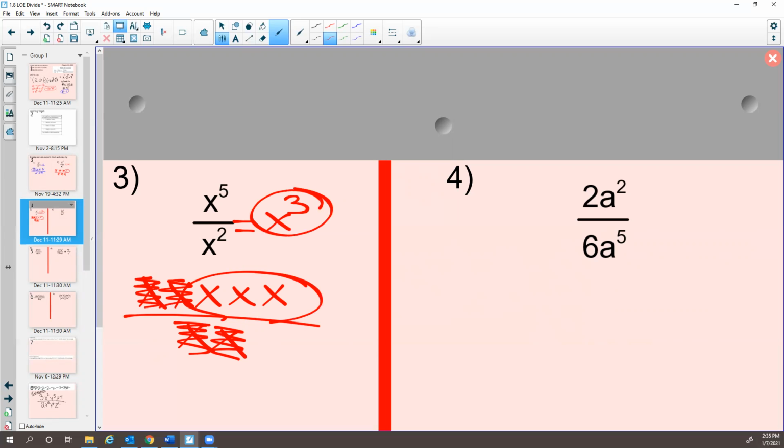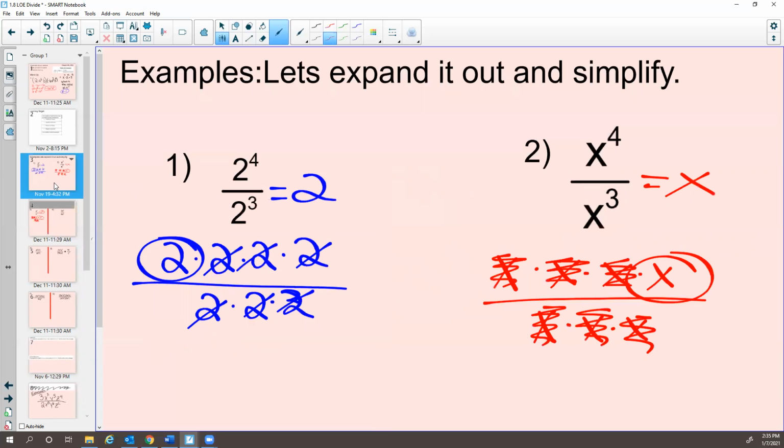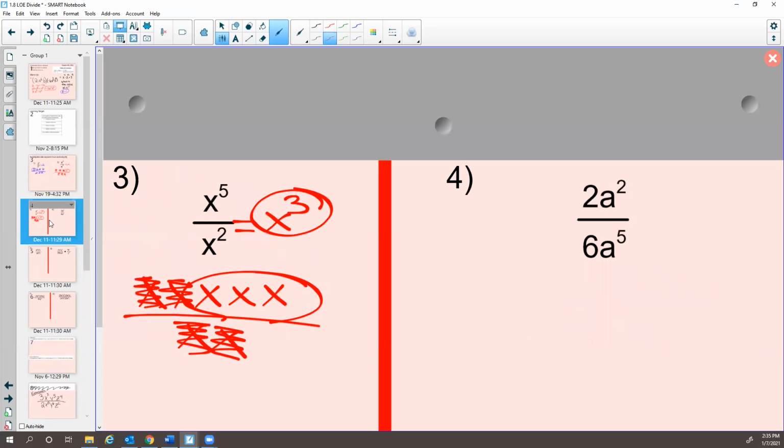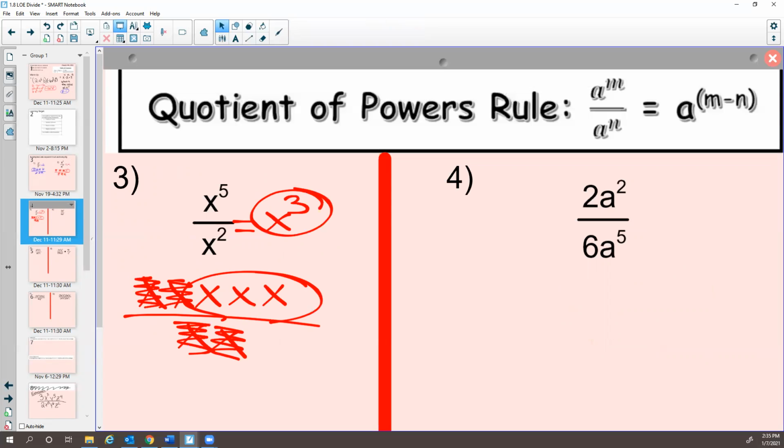Now, some of you hopefully have already started figuring something out. That is, if I take 5 and subtract 2, what do I get? 3. If I'm back on the other one, if I took 4 and subtracted 3, I got 1. That right there is our quotient of powers rule. So if you don't like expanding these out, you can use the rule for our quotient of powers, that if the bases are the same, you can subtract the exponents.